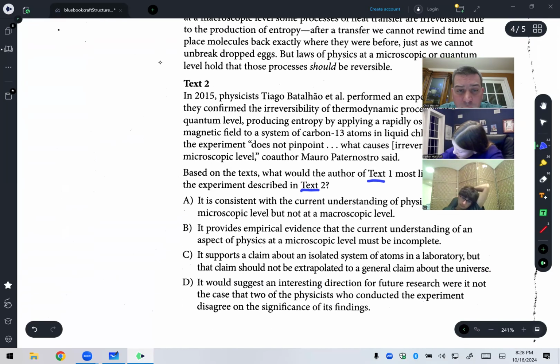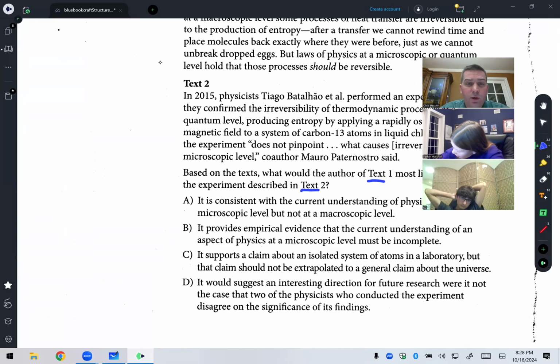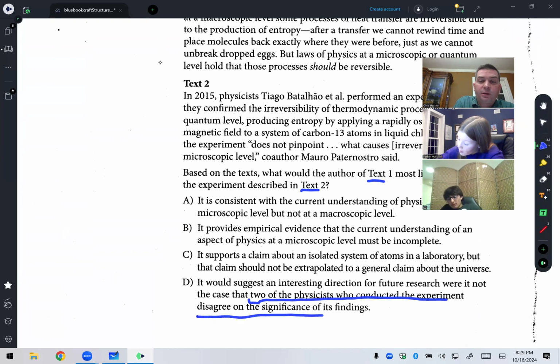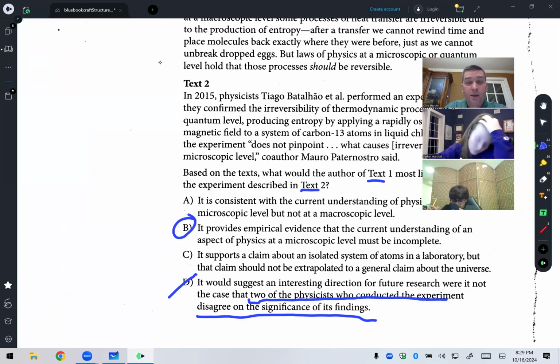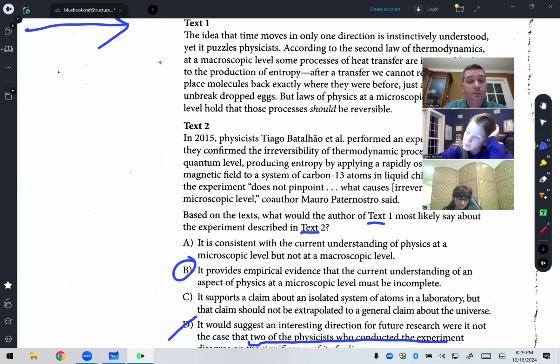Let's look at a wrong answer, D. It would suggest an interesting direction for future research, were it not the case that 2 of the physicists who conducted the experiment disagree on the significance of its findings. You know what? They never indicate that. I'm going to cross off the wrong answer. The right answer for this one was B. They are getting harder. They're getting much harder. Last one.